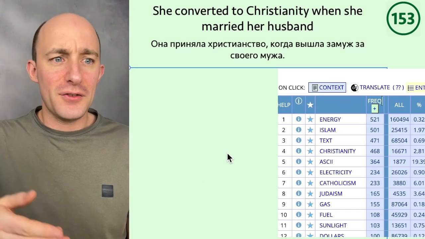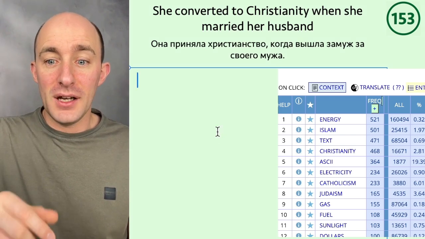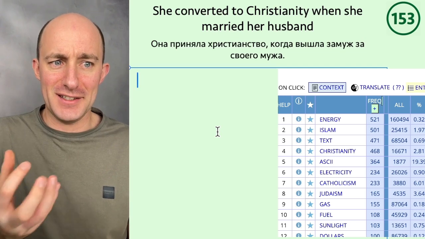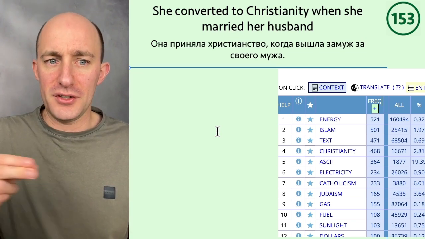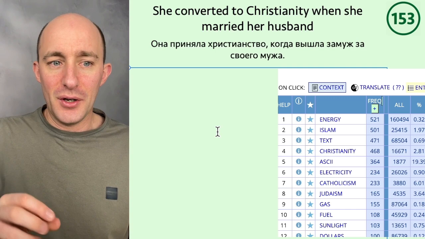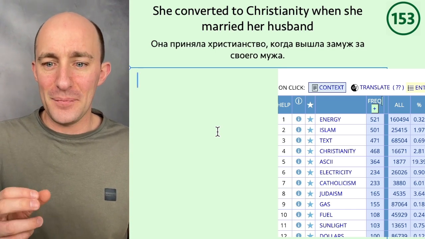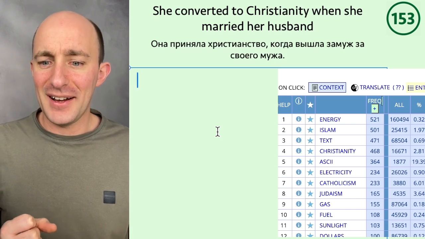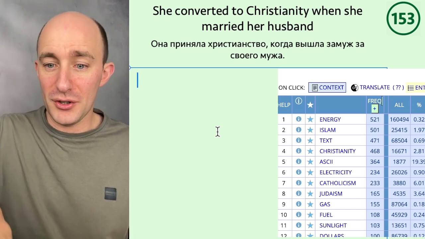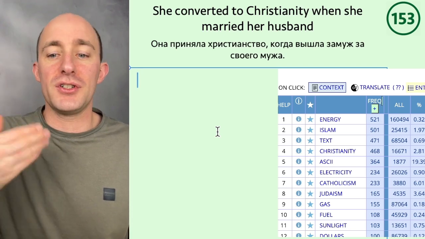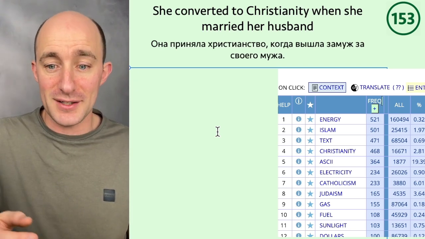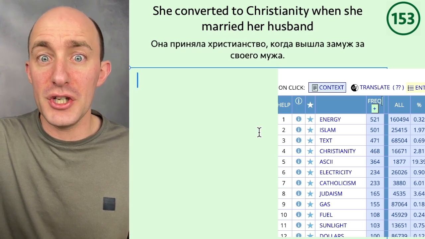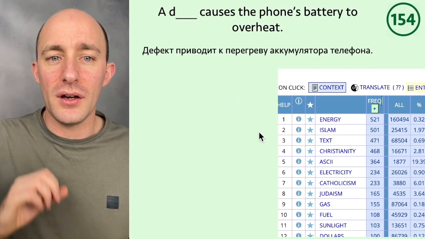So, convert to Islam. But you can convert energy. So you can see here we've got convert energy is like converting a file, but convert to Islam is about religion. Convert a text, convert a text into a picture. But we also have all the religions. Convert to Christianity, convert to Catholicism, convert to Judaism, etc. So, enough about conversion. Next one.